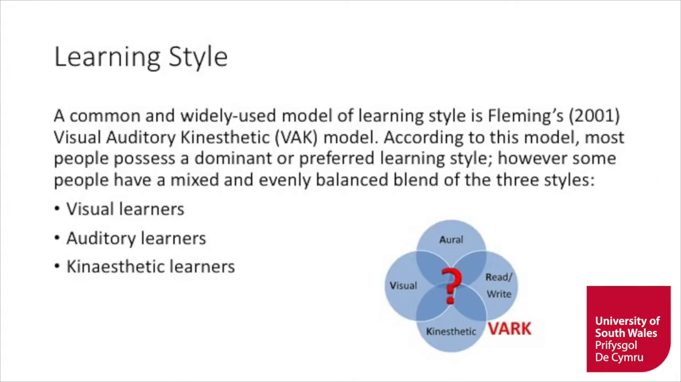A common and widely used model of learning is Fleming's 2001 Visual Auditory Kinesthetic, which is the VAK model. According to this model, most people possess a dominant or preferred learning style. However, some people may have a mix or evenly balanced blend of these three learning styles. There's a questionnaire and information you can complete on this. I have put an example of this approach up on Blackboard, so if you want to have a go at figuring out what type of learner you are, you can complete this exercise. There are the visual learners, the auditory learners, and the kinesthetic learners. I've also included a video example to help explain what these different styles actually mean.